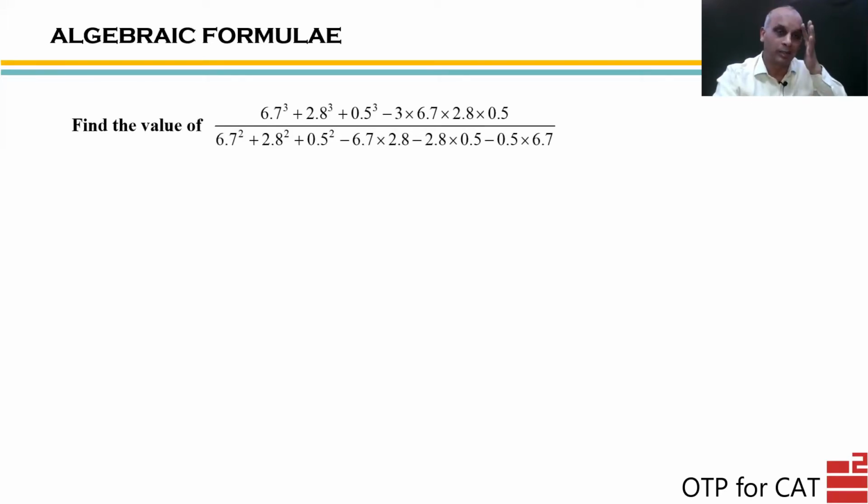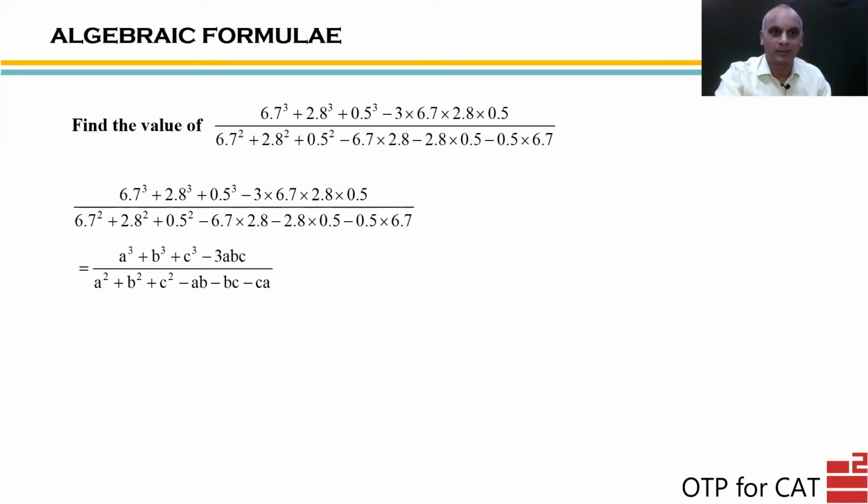Let's try this example. In this case, we have to find the value of the expression. It's obvious from the numerator which formula we have to apply. It is the a cube plus b cube plus c cube minus 3abc formula. And what is the factorization of that?